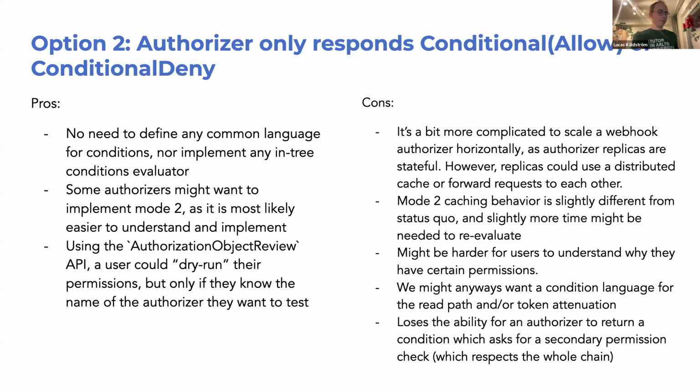We still have the use case of users understanding why they have certain permissions, but maybe we don't need to tackle it right now, or at least not in the first alpha. We might anyways want to do some conditional language for the read path and/or token attenuation, but again, we can do those later when we know what we need there, and then unify.